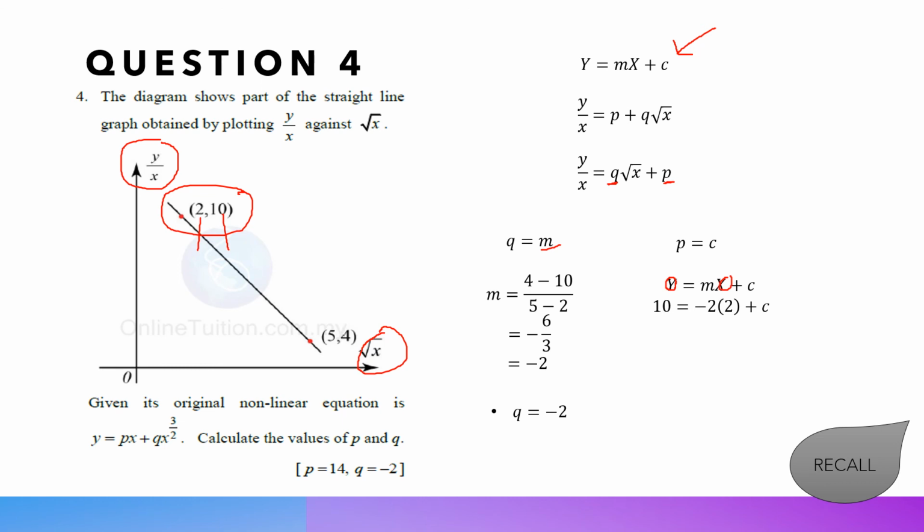So 10 equals negative 2 times 2, which is negative 4. 10 equals negative 4 plus C, so negative 4 moves to the left and becomes positive 4. 10 plus 4, C equals 14. So yeah, that's it. P equals C, C equals 14. So you conclude P is equal to 14.